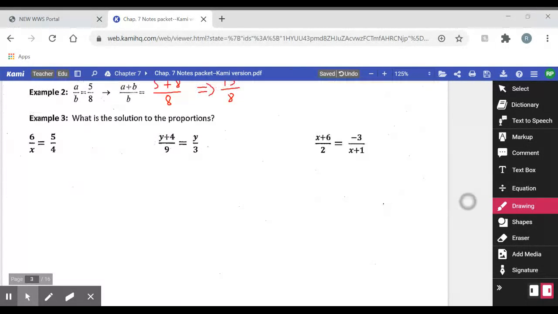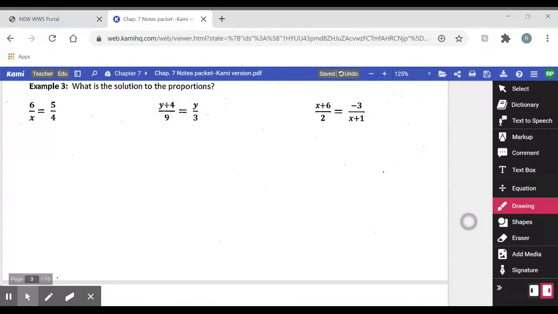Okay, so now on example 3, we're actually going to solve some proportions. They want to know what the solutions are, which means solve for x. So again, what I multiply in one diagonal is equal to what I multiply in the other diagonal. So in this case, I get 5x is equal to 6 times 4, which is 24. And then if I divide by 5 on both sides, I get x is equal to 24 fifths.